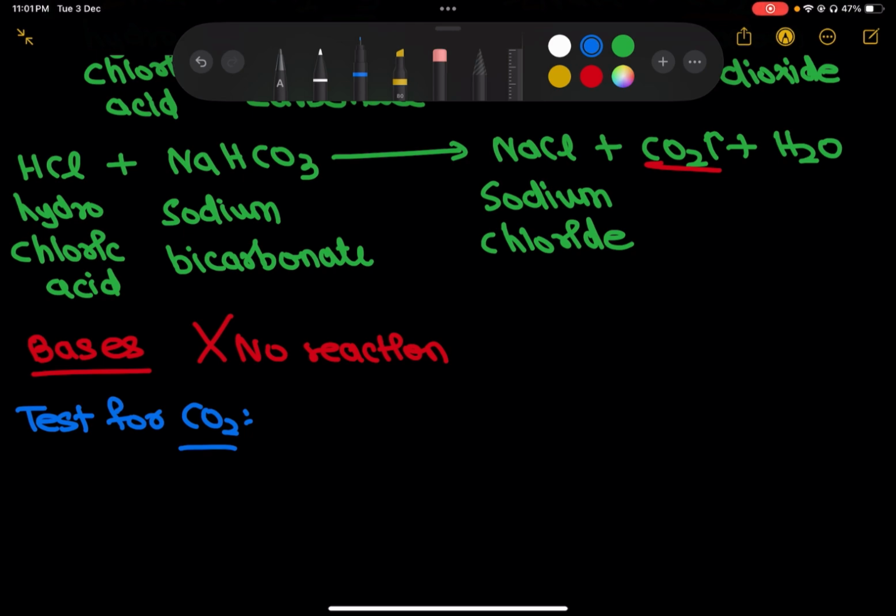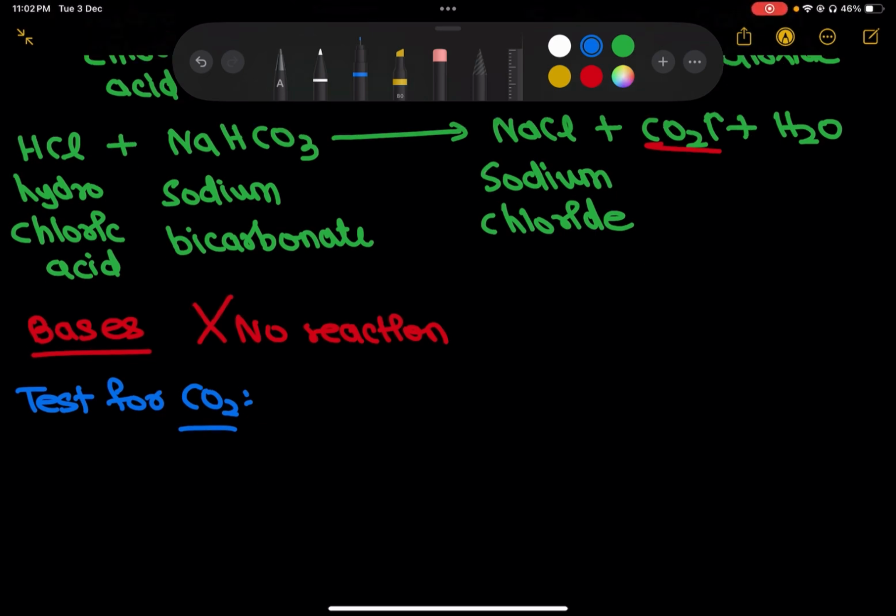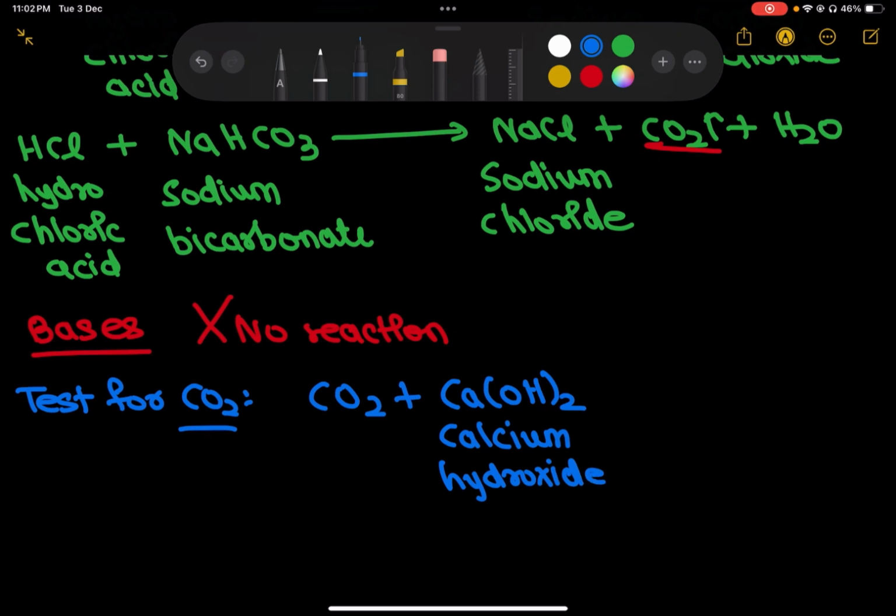So what happens for CO2? For hydrogen gas, a burning matchstick was brought near and a popping sound was heard. For CO2, what happens? This CO2 is reacted with Ca(OH)2. This Ca(OH)2 is calcium hydroxide. We have seen a reaction for this in our first chapter, chemical reactions and equations. And I told you at that time that it is a very important reaction.